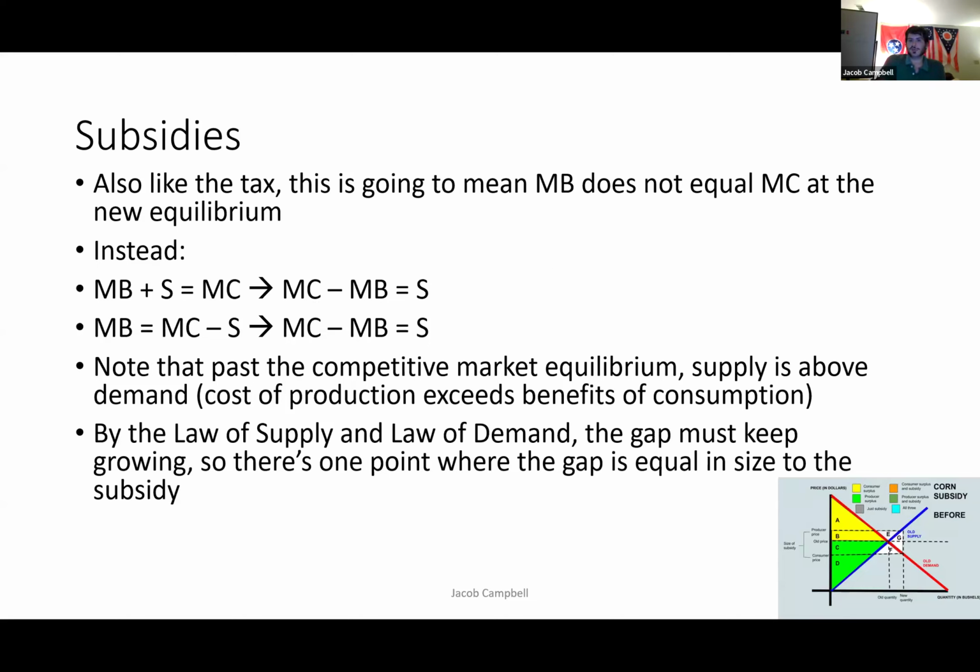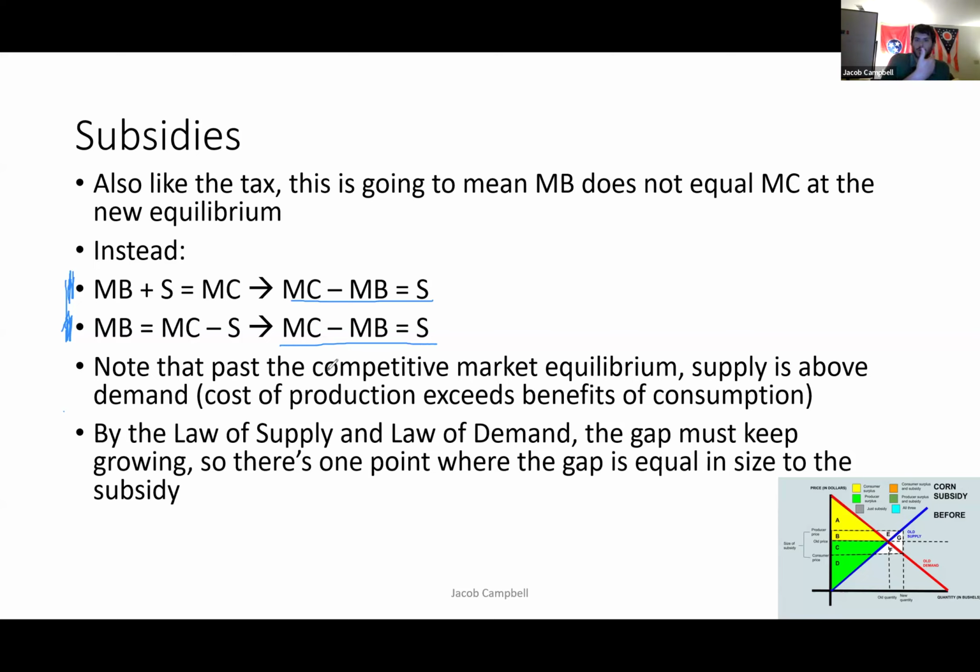Now, also like the tax, this is going to mean that marginal benefits do not equal marginal costs at the new equilibrium. So you see here, if we give that subsidy to the consumer, so they're getting marginal benefits plus the subsidy equal to marginal costs at their new equilibrium, we can rearrange that to get this equation. If we give it to the producer, marginal cost minus subsidy have to be equal to the marginal benefits. We'll get the same equation. Both of these can be rearranged to yield the same equation. The gap between the marginal cost and the marginal benefit has to be equal in size to the subsidy.